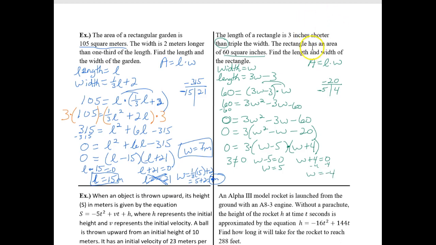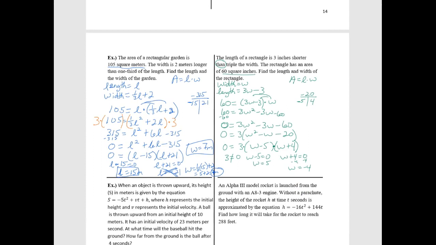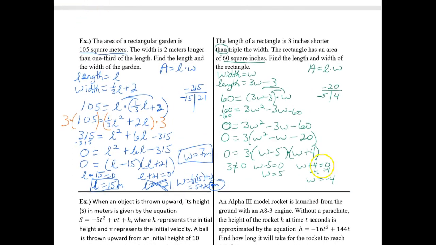But again, we're talking about distances here, about lengths and widths, so I can't have a negative solution. Darn it. I'm going to go ahead and throw that one out. I can't have a negative width. So that means that this will be 5 inches for my width. And then for my length, I'm going to multiply that width by 3, and then subtract 3. So 15 minus 3 is going to give me 12 inches.